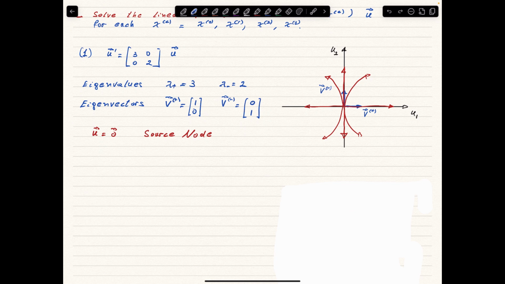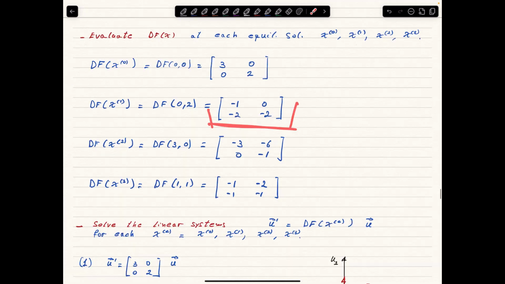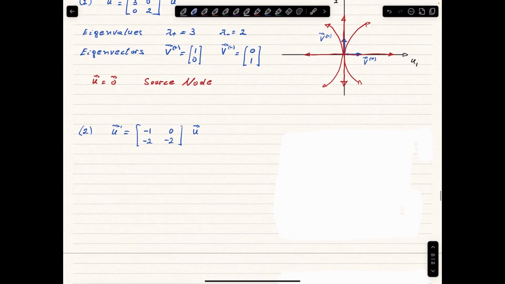Let's go to maybe here. Here is good. 2. Now we need to solve the linear system u prime equals the second matrix times u. The second matrix has -1, 0, -2, -2, if I remember correctly. Let's check. Yeah, it is this matrix here. Okay, that is the linear system we need to solve now.